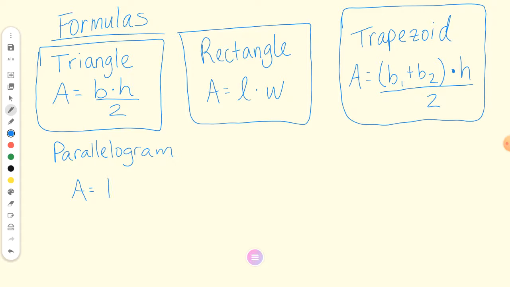Base times height. That's it. Good job. Now, I'm going to add one. And you can survive without this one. Okay?